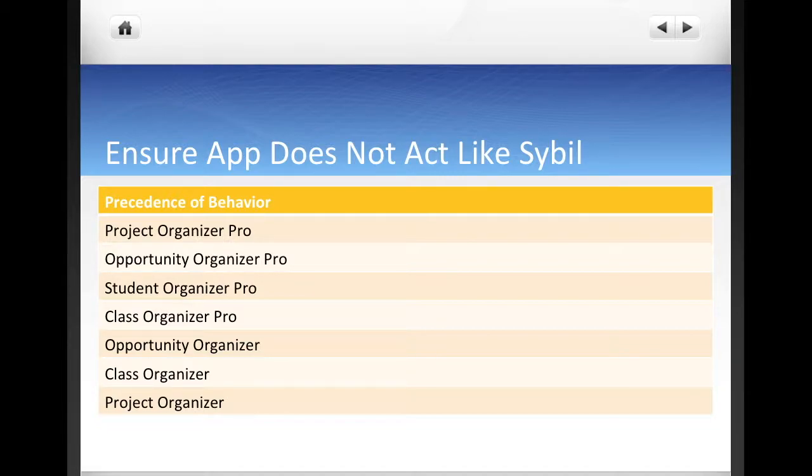You don't want to open up, have it say it's the Project Organizer app and then have classes in it, or say it's the Opportunity Organizer and then have classes in it or projects. You want it to behave the same as its name. So it's really important just to map that out and then make sure that you stick with it.